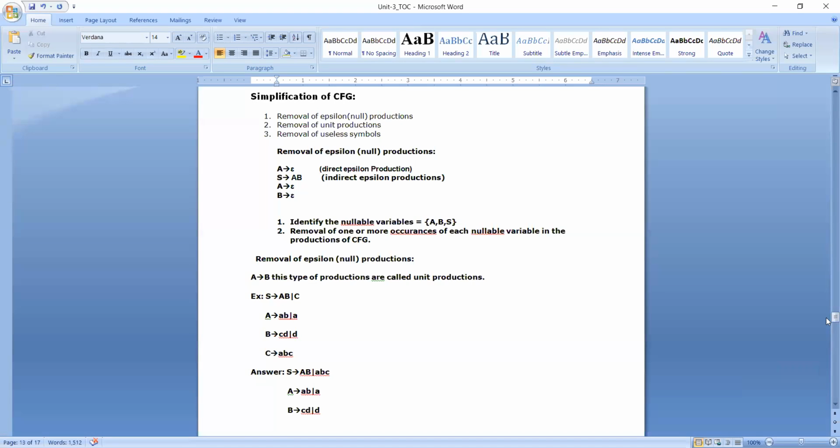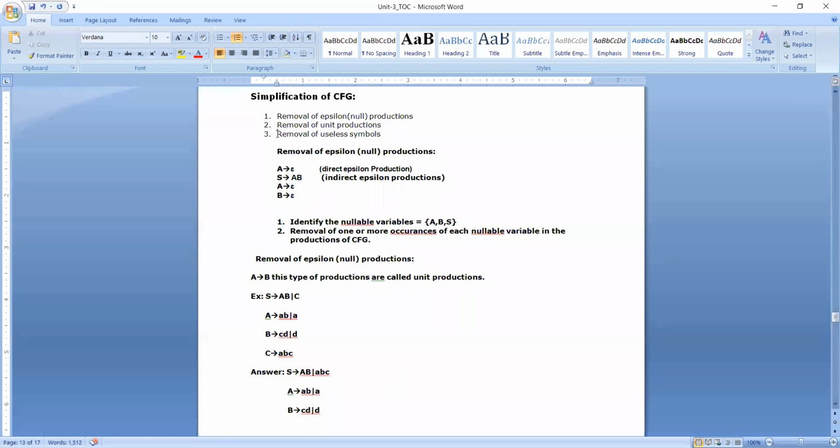Please observe why I am following this procedure. When you go for removal of the epsilon productions, there is a possibility for us to get more unit productions inside the grammar. That is the reason why first we go for the removal of epsilon productions, then we go for removal of unit productions, then only we go for removal of useless symbols. I hope you are able to understand the removal of epsilon as well as unit productions.